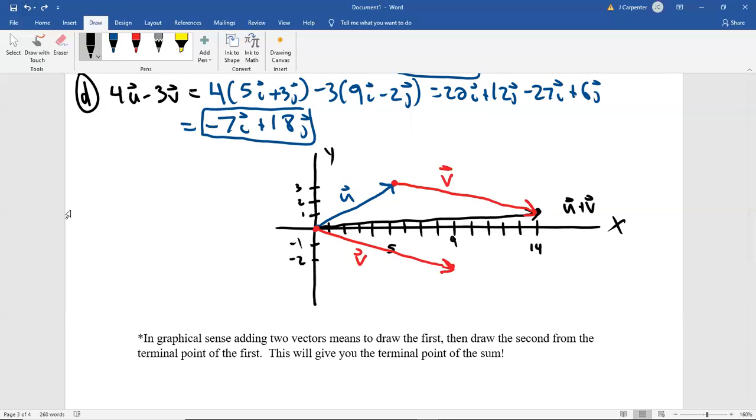It's just because you're changing the direction of v, and then you're adding it basically from there. So you take the opposite of the components, and then add that to the u. So you stack it after you face the opposite direction.